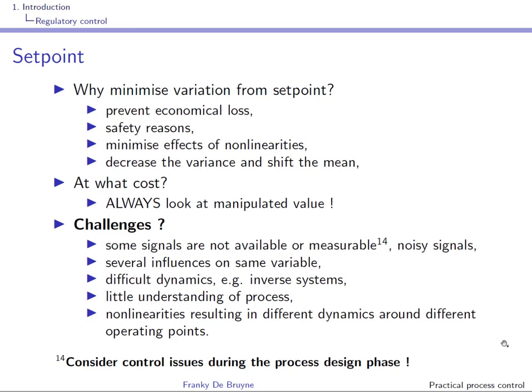While minimizing the variations of PV around the set point, you should always look at the cost, and the cost is of course in terms of the control energy. This means that you should look at set point, PV, but also look at the manipulated value. This is sometimes forgotten, and this is sometimes even forgotten in control reference books.